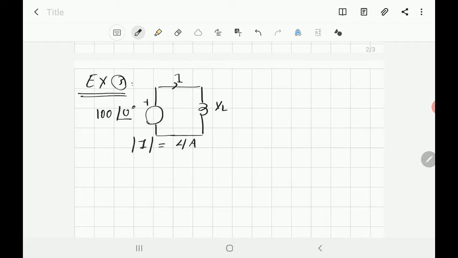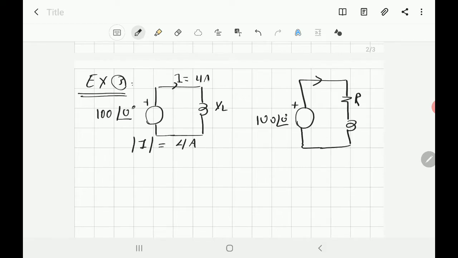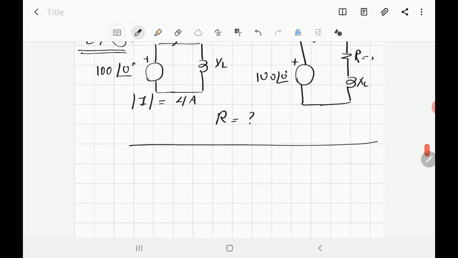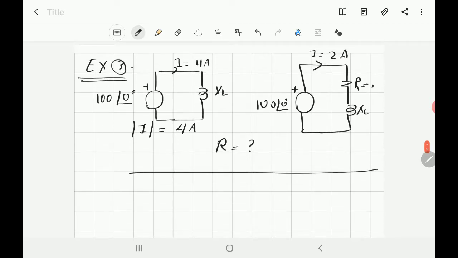They decided that this ampere is high for their application, so they decided to add a resistance to this inductor. In the same voltage source, which they kept the same, they want the current here instead of 4 ampere to be equal to 2 ampere. So they want to reduce the current to half. So the question is, what is the value of R that will make this happen?